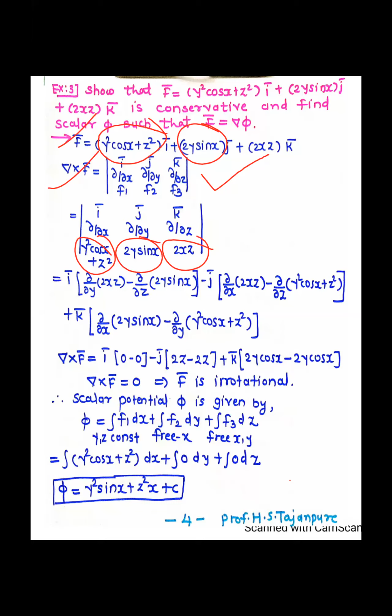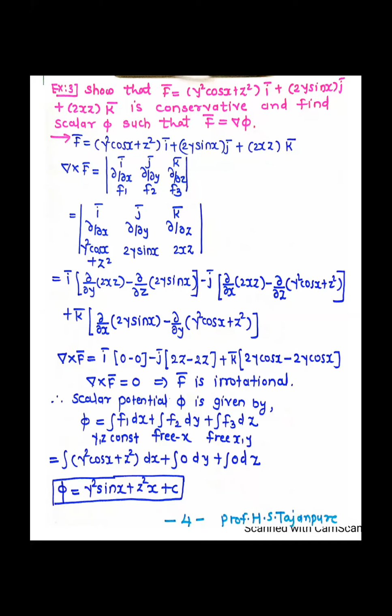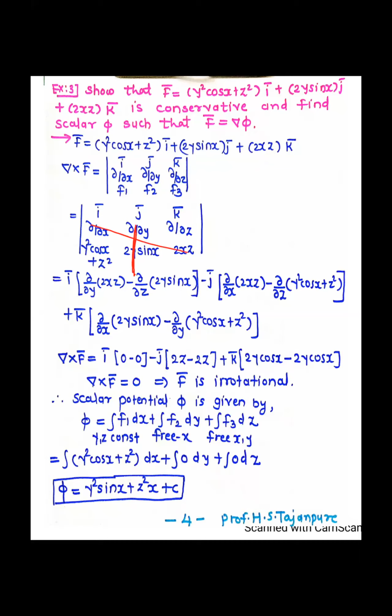Now evaluate the determinant: i bar, del by del y of this, del by del z of this. Minus j bar, so skip this term, del by del x of this, del by del z of this. k bar, skip this term, del by del x of 2y sin x minus del by del y of y square cos x plus z square. Now just go through the derivatives.